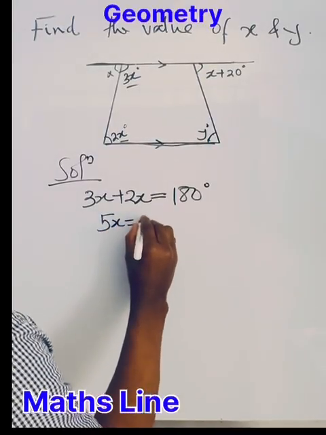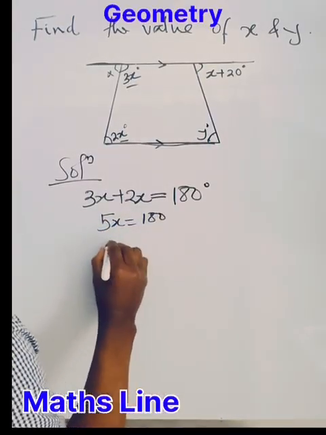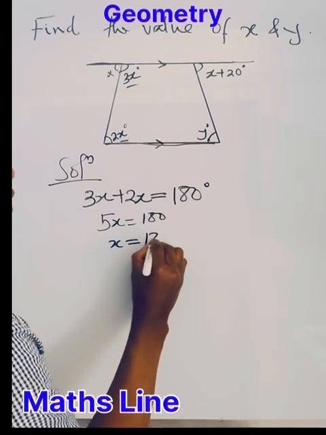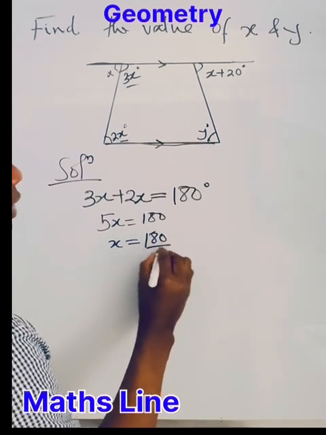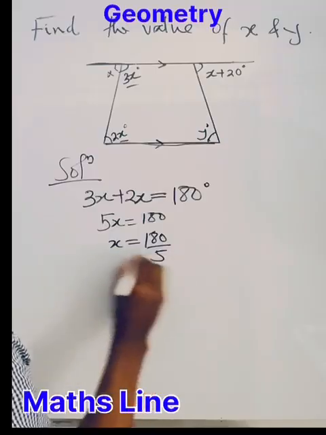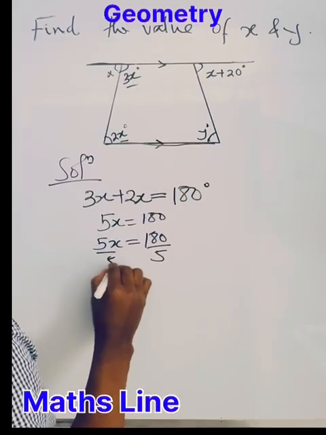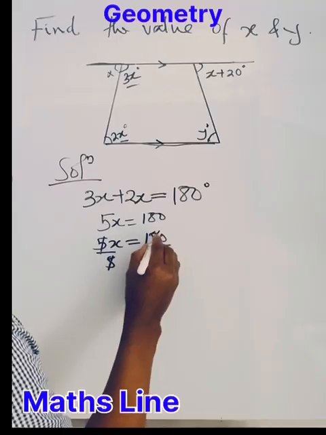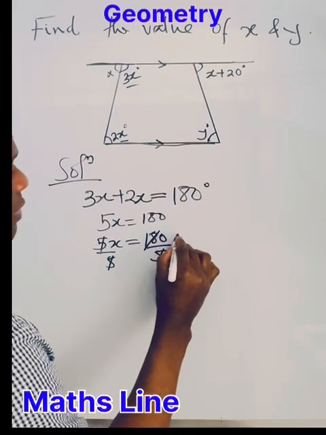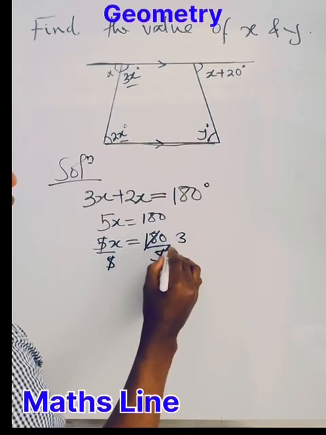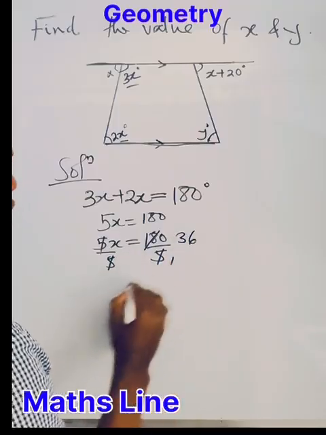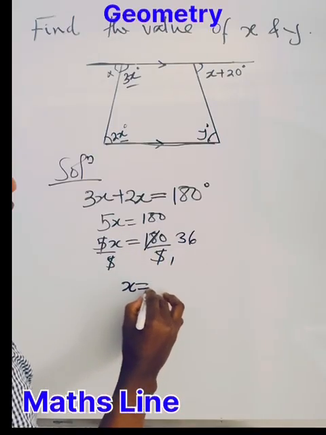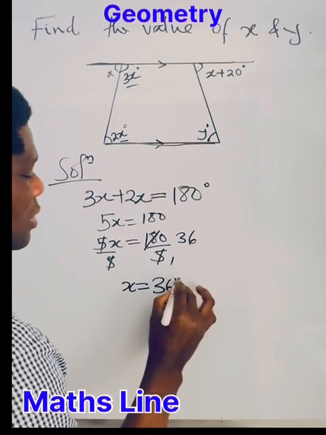5x is equal to 180 degrees, which means that our x is equal to 180 degrees over 5, because we are dividing both sides by 5. So 5 into 5 is 1, 5 into 18 is 3, and 5 into 30 is 6. Which means that our x is equal to 36 degrees.